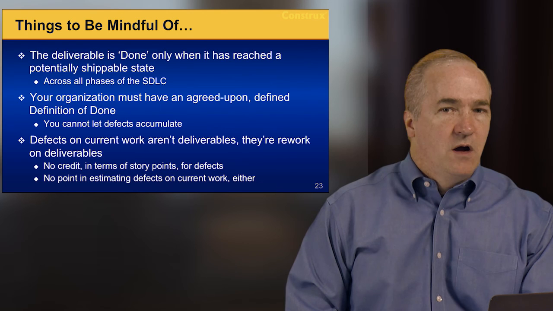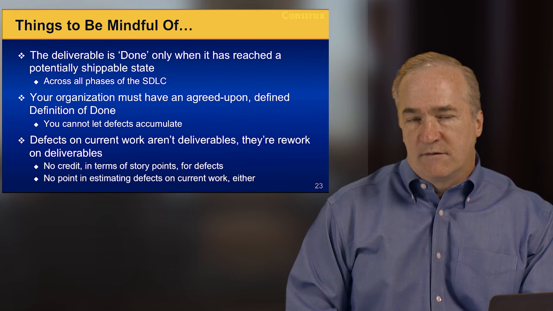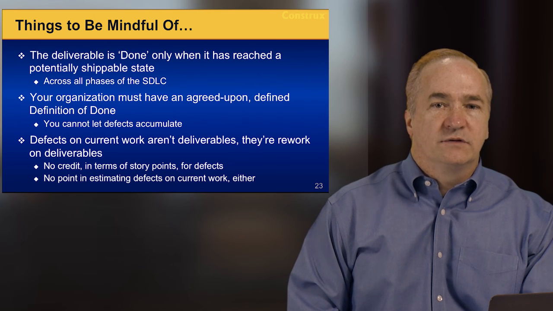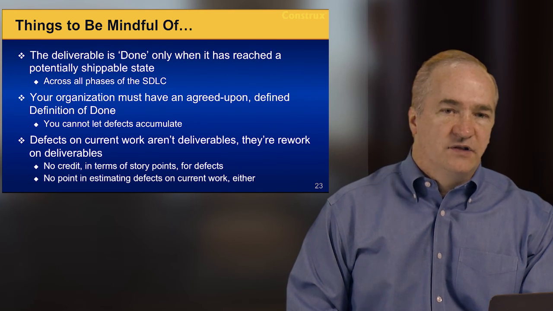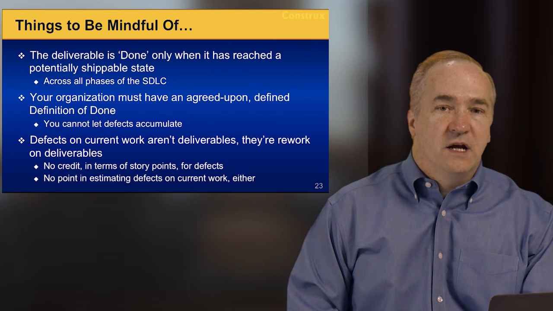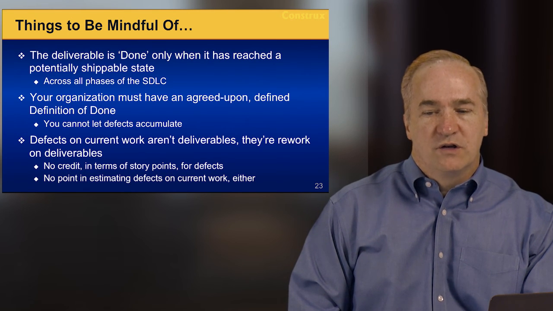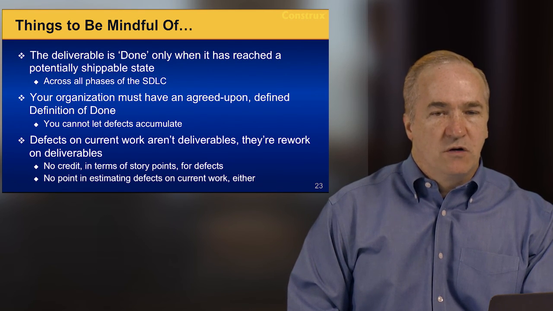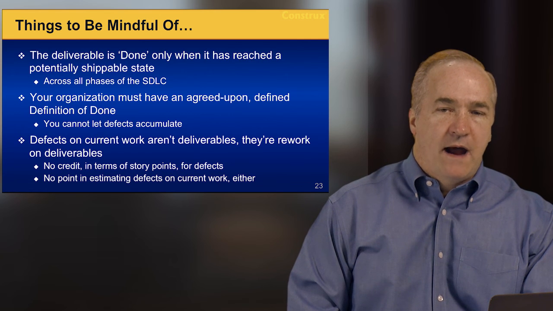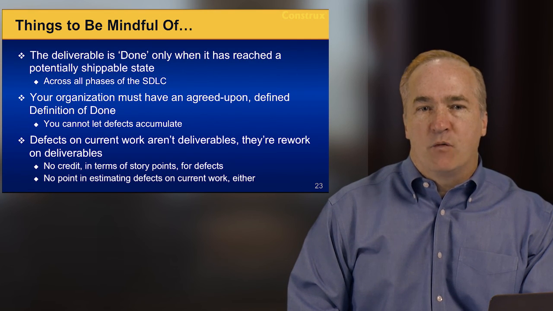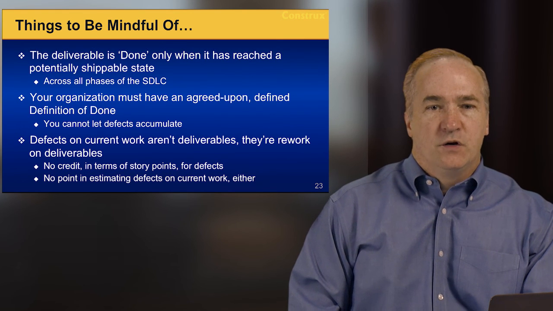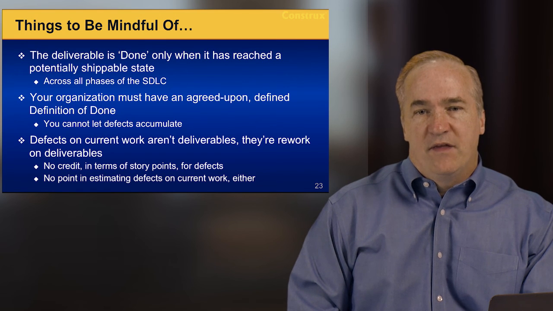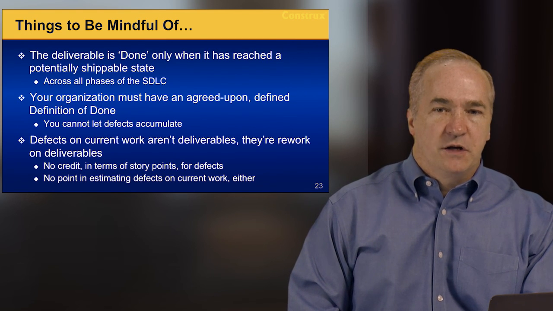Something to be mindful of when we're estimating effort on deliverables rather than duration on activities is that the effort estimate includes getting that deliverable to done, not to coded, not to tested, but to done. And done means potentially shippable state. So in other words, we may not be able to deploy that code to a customer because there isn't sufficient additional code to make it fully functional, but we'll never have to go back and touch that functionality again before we do ship. It is done. Your organization, therefore, must have an agreed upon, defined definition of done. And this helps you keep from letting defects accumulate.